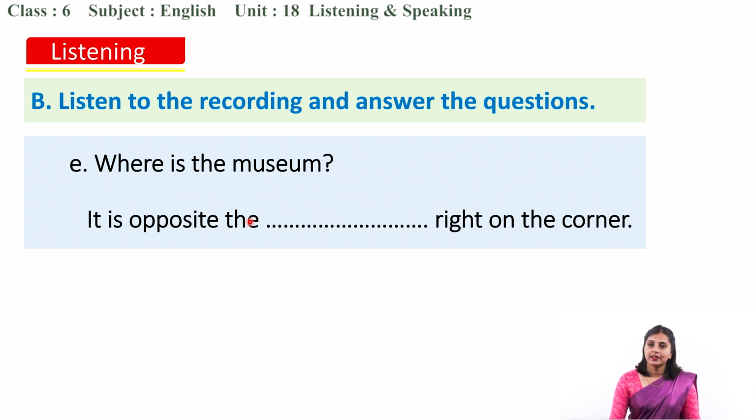Okay, is it opposite the post office? Let's see. The museum is opposite to the post office. It's right on the corner. Very good. Yes, you're right. That is, it is opposite the post office. That's good. Okay, you did it right.